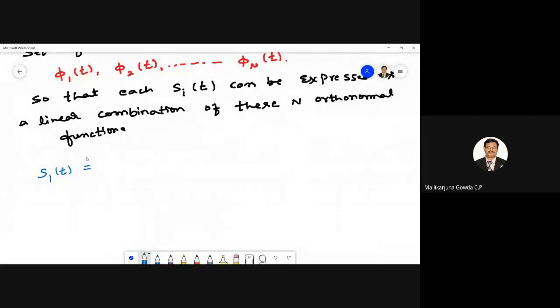Quickly, I want your interaction also. Equation 1, you all know what it is, right? That is Si of t equal to the summation, j is 1 to n, of Sij phi j of t. So here I am substituting first i equal to 1, and with that I can write the expression for S1 of t. You can substitute the value of j as 1 to n.